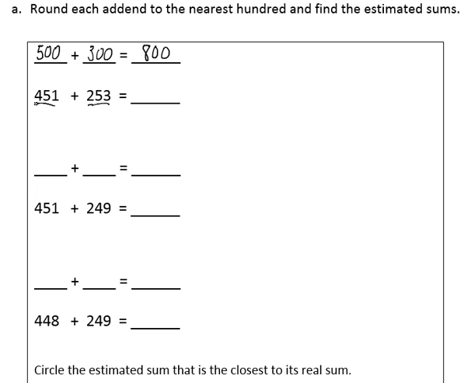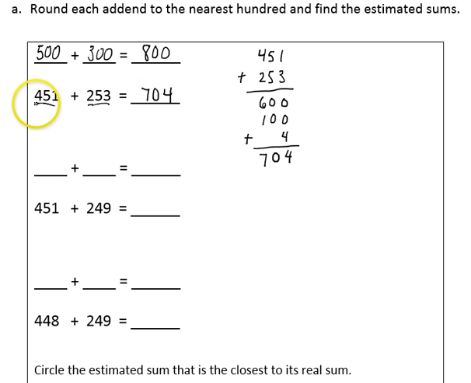Now let's find the real answer to this problem, and I'll do that using partial sums. I have 451 plus 253. I'll start by adding my hundreds. 400 and 200 is 600. 50 and 50 is 100. 1 and 3 is 4. So my final answer here is 704. And you can see how that compares to my estimated answer.